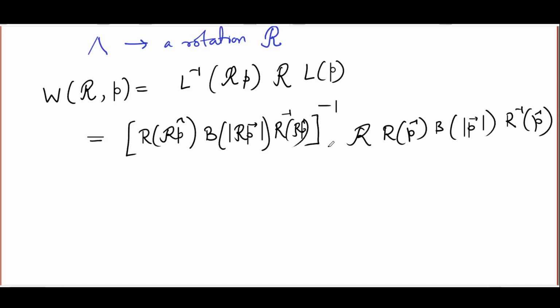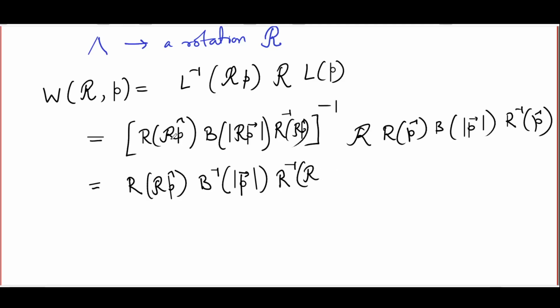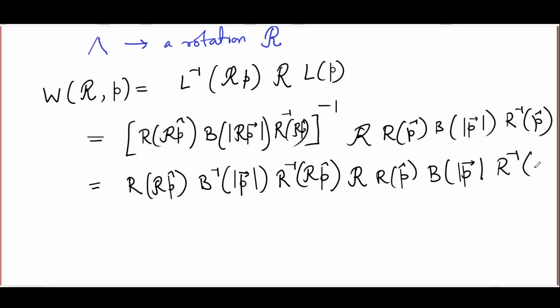Let us now open out this inverse of the product of matrices using the standard rule for matrix inversion. That is, (AB) whole inverse is B inverse A inverse. So this comes to the front, becomes inverted. So this is R(curly R p hat). Now you have B inverse for this boost. But notice that the argument here is the magnitude of curly R acting on p vector. But since rotations don't change magnitudes, the argument is the same as the magnitude of the original p vector. And finally, you have R inverse(curly R p hat). That is of course followed by what you already had, that's curly R, then you have R(p hat), then the boost corresponding to the magnitude of p, then R inverse(p hat).